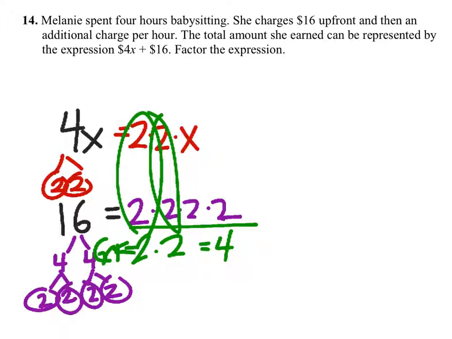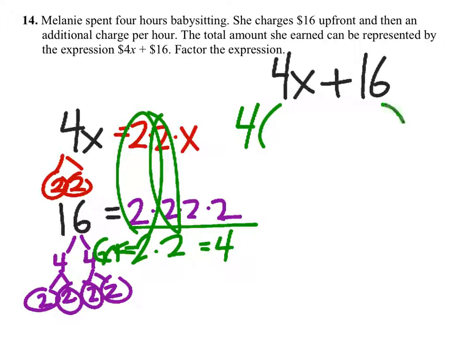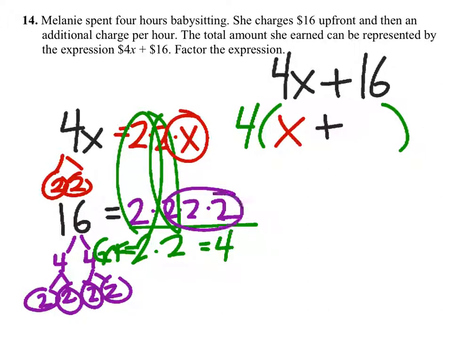So from the original expression, 4x plus 16, I factor out a 4, the greatest common factor. And then what was left over? Well, from the 4x, I've got this x right here. And then from the 16, I've got 2 times 2, which is 4. Bam, factored.